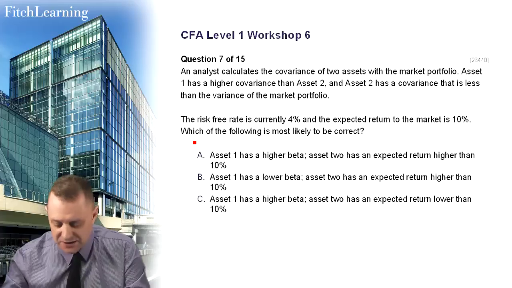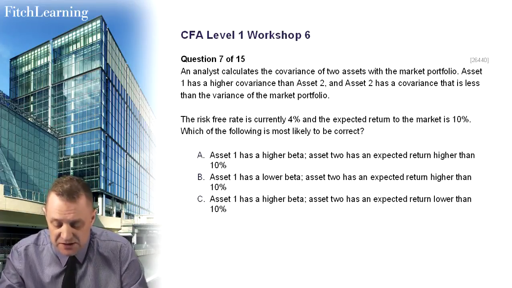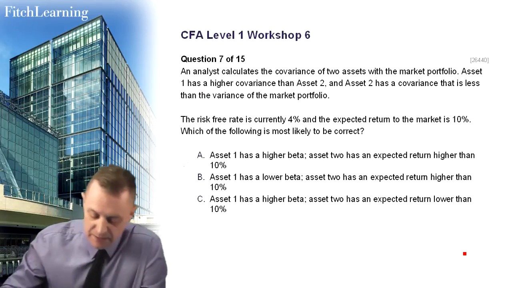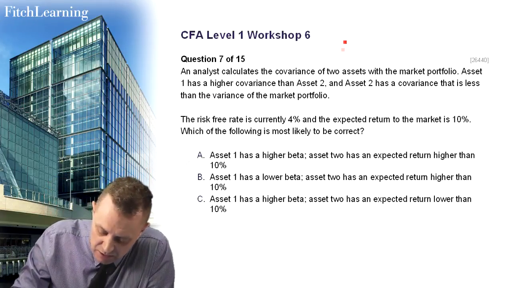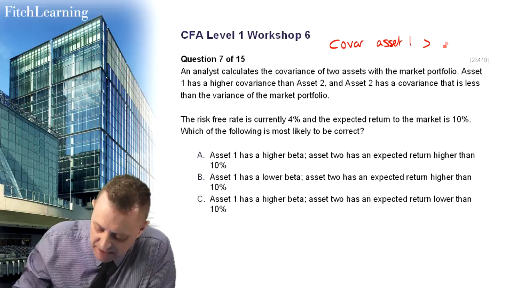We're told here an analyst calculates the covariance of two assets with the market portfolio. Asset 1 has a higher covariance than asset 2. So I'm going to say straight away the covariance of asset 1 is bigger than the covariance of asset 2.